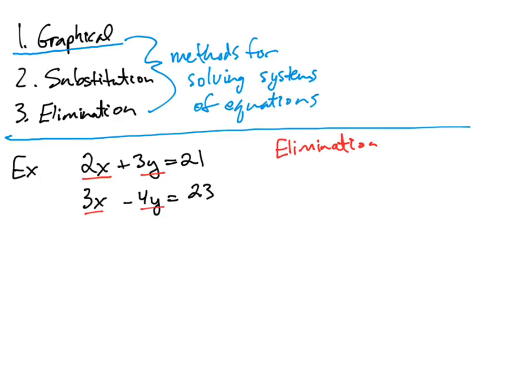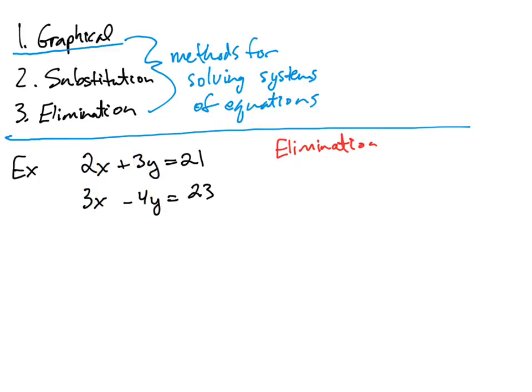So what we want to do is get either the coefficients on the x, right now we have 2 and 3, or the coefficients on the y variables, we have 3 and negative 4, to be opposites of each other. We would want one to be positive and one to be negative, but the same number otherwise. So what we do is we manipulate some of the equations, either just one equation or both equations, so that we can achieve opposite coefficients.